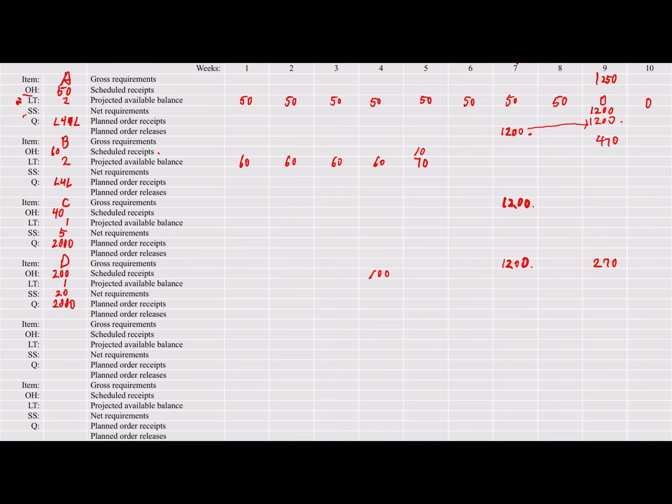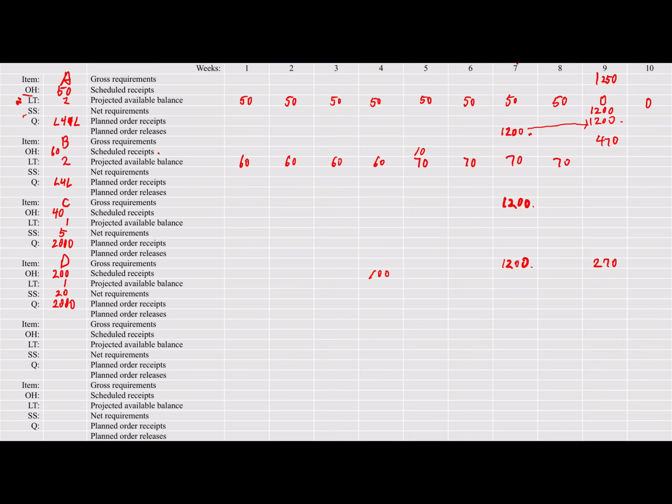At the beginning of week 5, I have 60. Well, in week 5, we got some scheduled receipts, which is 10. Then we got 70. Week 6, 70, because no requirement. Week 7, 70, no requirements. Week 8, 70, no requirements.